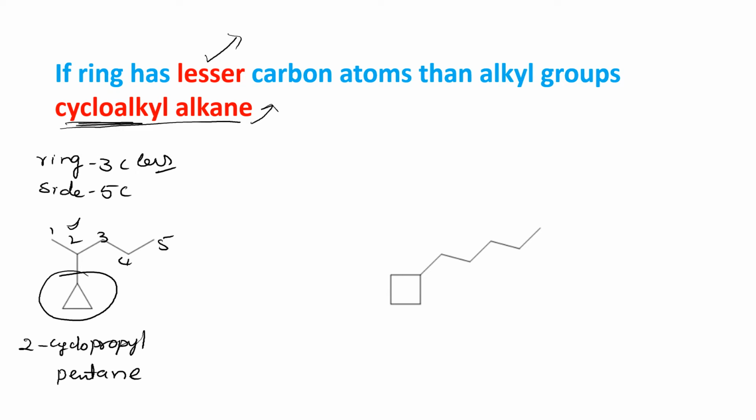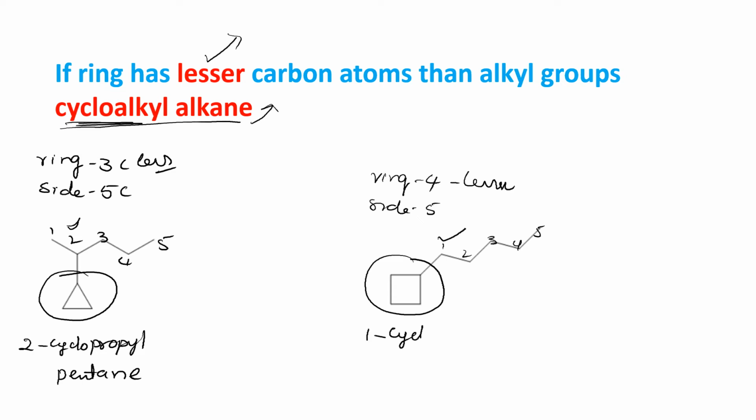Coming to the next one. Here the ring is a 4-membered ring, whereas the side chain, 1, 2, 3, 4, 5, is 5. Whereas the ring has a lesser number. So here the cyclobutyl ring was attached at which carbon atom? First carbon atom. Hence it should be named as 1-cyclobutyl pentane. That is the name of this compound.